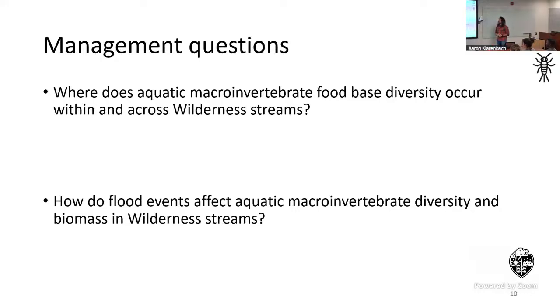So our big overarching management questions: where does aquatic macroinvertebrate food base diversity occur within and across wilderness streams, and how do flood events affect aquatic macroinvertebrate diversity and biomass in wilderness streams?